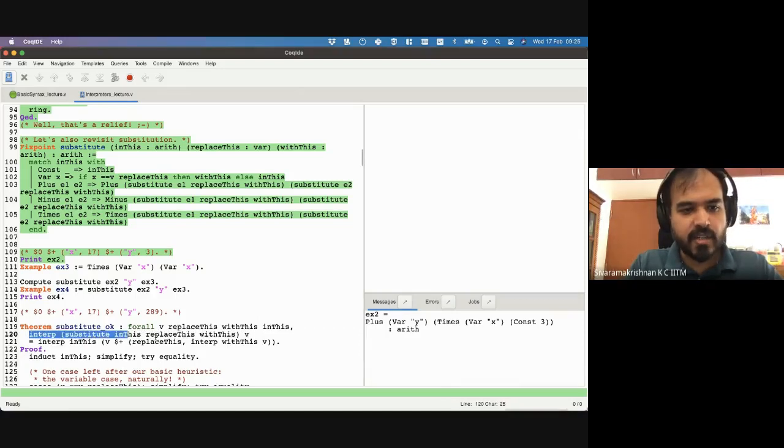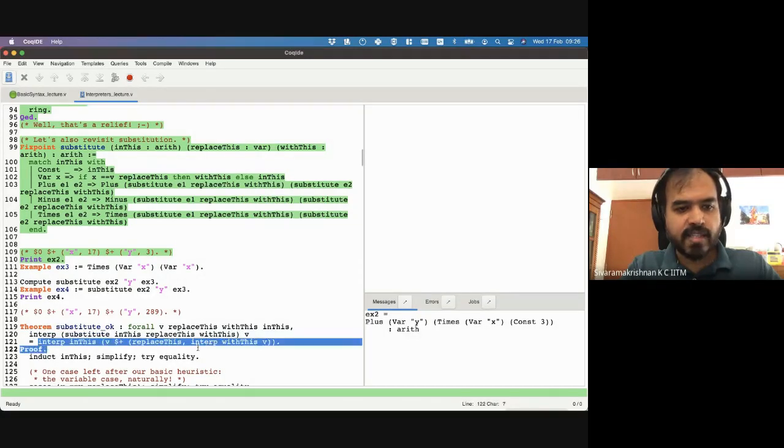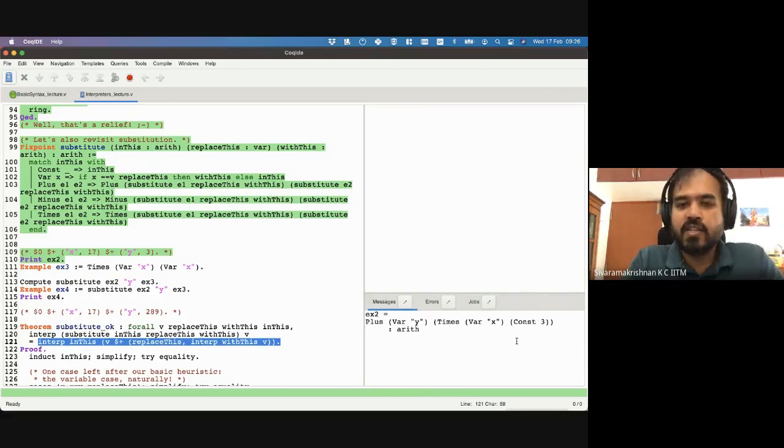So if you do 289 plus 51, you get 340. And all I'm claiming is that you will get the same thing here because we've replaced y with 17 square, which is 289. So you will get the same expression. And that is all we are claiming, but we are claiming it in a generic way. We are saying that this holds for all expressions.